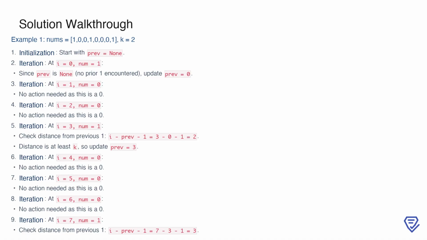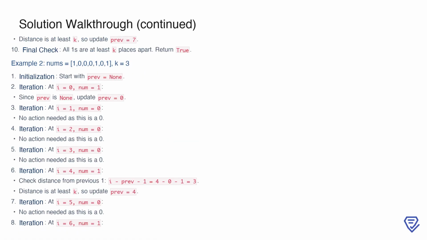We check the distance from the previous one using the formula i - previous - 1, which gives 3 - 0 - 1 equals 2. Since this distance is at least k, we update previous to 3. For the next indices, i equals 4, i equals 5, and i equals 6, all values are 0, so no action is needed. Finally, at i equals 7, we find another one. Again, we calculate the distance from the previous one, 7 - 3 - 1 equals 3. This distance is also at least k, so we update previous to 7.